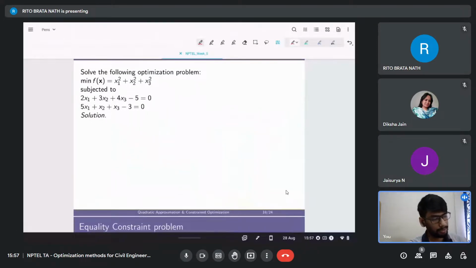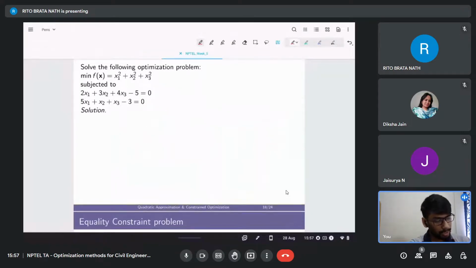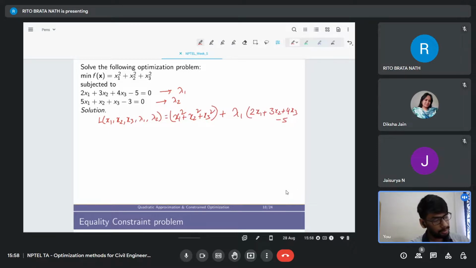So this one is also a similar problem. Again, you have to write the Lagrangian here. That will be a function of x1, x2, x3. For this equation, you will have a lambda 1, and for this one, you will have a lambda 2. So it's pretty simple: you write the function first, that's your f(x) function, and then lambda 1 times this first equation and lambda 2 times the second equation.